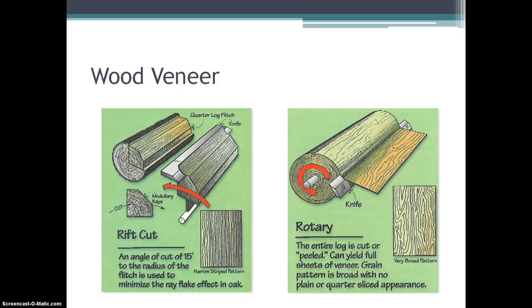Then there's the rotary cutting way. It produces wide sheets of veneer and is popular for use in less expensive veneer applications. The log is mounted on a lathe and the veneer is sliced off as the log spins around. Softwoods are usually rotary sliced. That's where they have the whole log on the lathe and it's turning as they are cutting it.